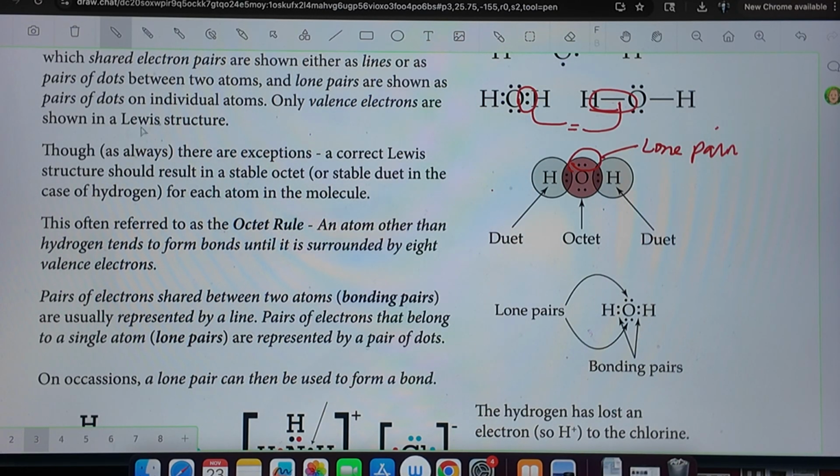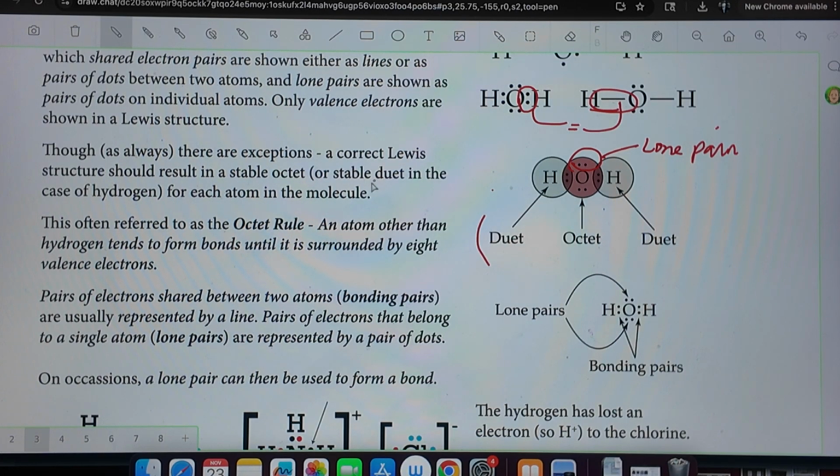Okay, as shown as pairs of dots. Only valence electrons are shown, obviously. There's no point to show the other ones, the ones that are inside, because they're not interacting. Though, as always, there are exceptions. A correct Lewis structure could result in a stable octet, or a stable duet in the case of hydrogen, right? Because hydrogen only has the one and is trying to get to two in the first shell. Often referred to as the octet rule, an atom other than hydrogen tends to form bonds until it's surrounded by 8 valence electrons.